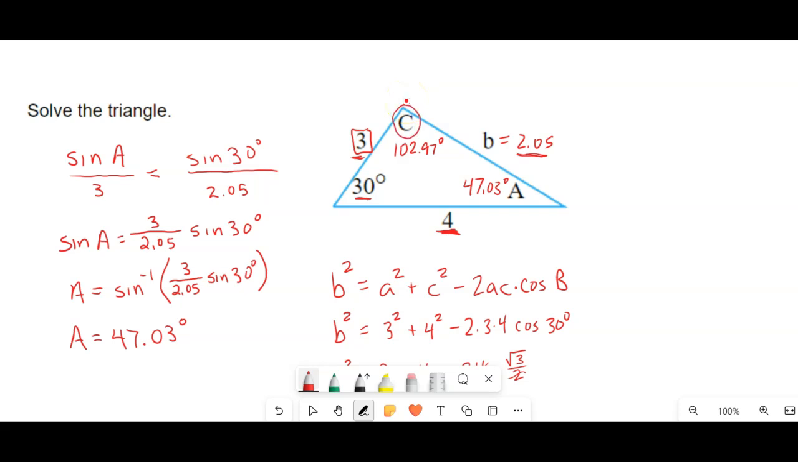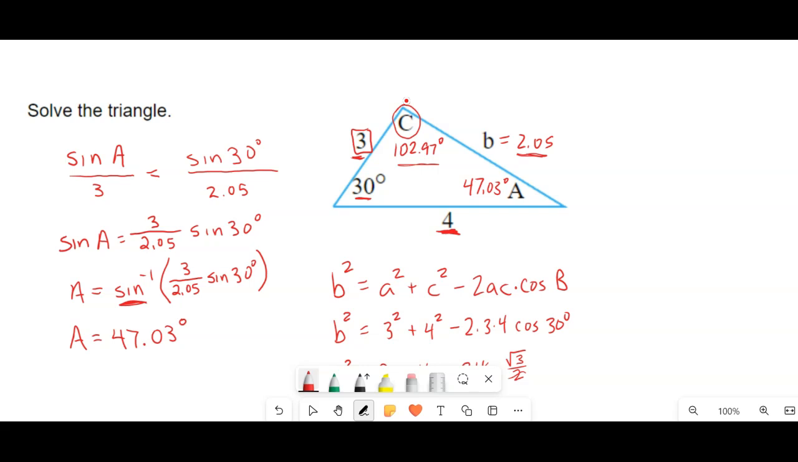So it's good that I did not use the law of sines to solve for angle C, because remember, I use inverse sine to solve for that first angle after I use the law of cosines, and the inverse sine would not give me an obtuse angle. Remember, it can only output between negative 90 and positive 90. It can't output 102.97. So it would not have given me this, and I would have had the wrong side lengths basically.